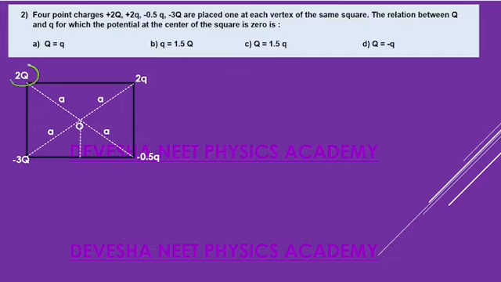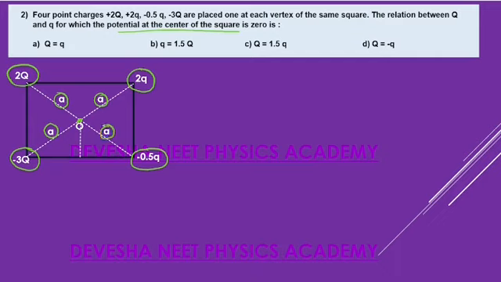There is one, then the second, third, and this is the fourth. They are each at the 4 vertices of the square. I have to find the relation so that the potential at the center of the square is 0. So I have to find the potential at the center due to each of these 4 charges. Since this is a square, the diagonals are the same, so imagine that each of the distances from the center to the vertices is a.